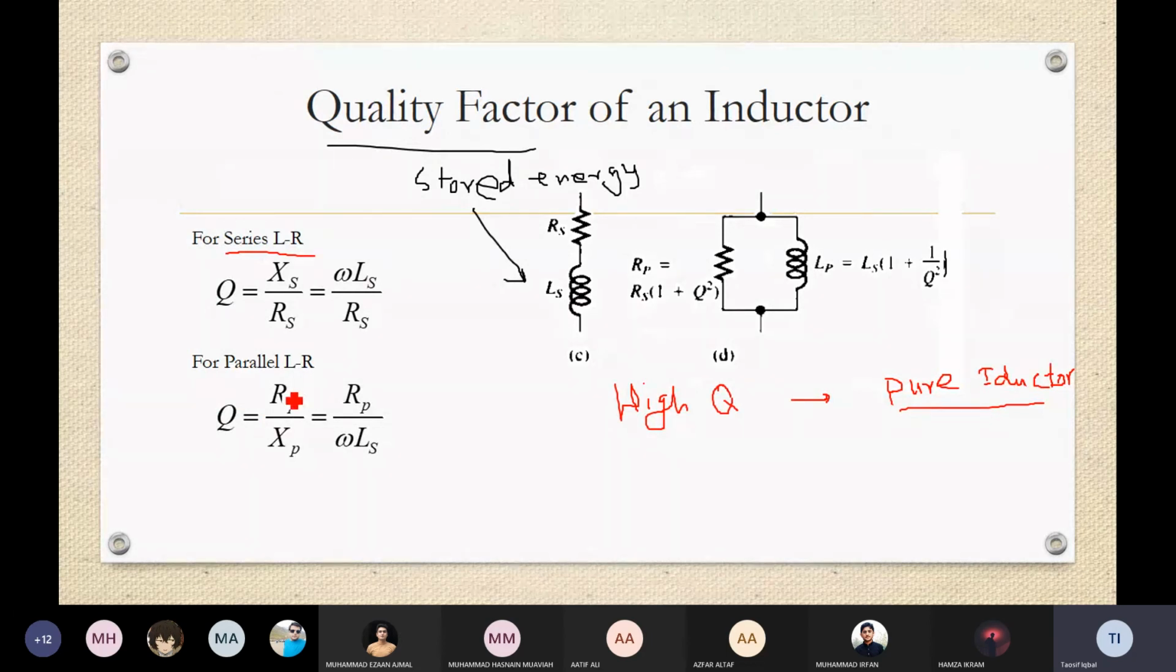So in dissipation factor we have XP divided by RP for the parallel combination, and it's opposite for the series as well. Okay, so high Q means pure inductor, low dissipation factor means pure capacitor.